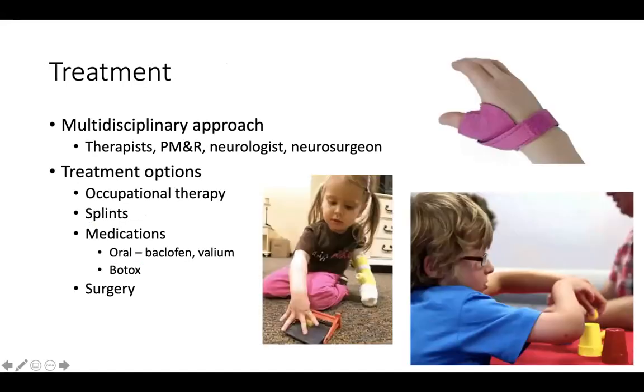So getting into treatment, these patients require a multidisciplinary approach. They're often started in therapy fairly early on, depending on what kind of resources they have. But there's many people involved in the care. And so it's important to communicate with other providers as well in coming up with a treatment plan. And the options that we have at our disposal for treating CP specifically in the upper extremity are occupational therapy, which plays a big role. We often try splinting and bracing initially. We try different medications. We have oral meds like baclofen and Valium, and then Botox injections have been successful in treating spasticity, and then ultimately surgery, which we'll spend most of our time on.